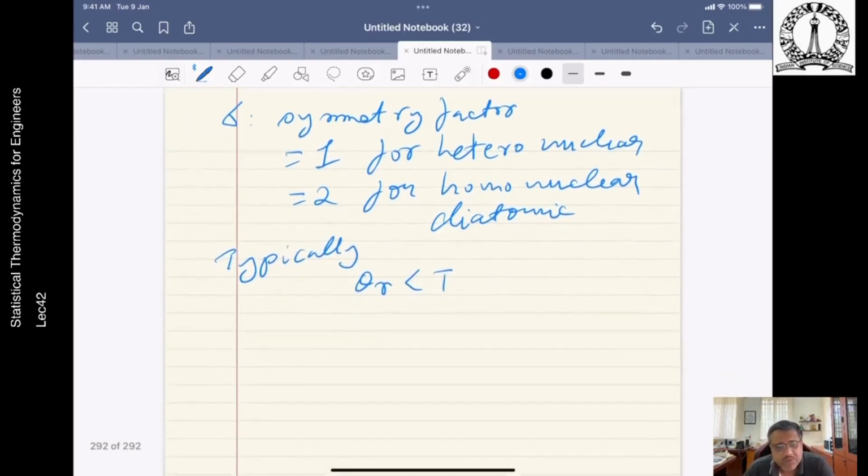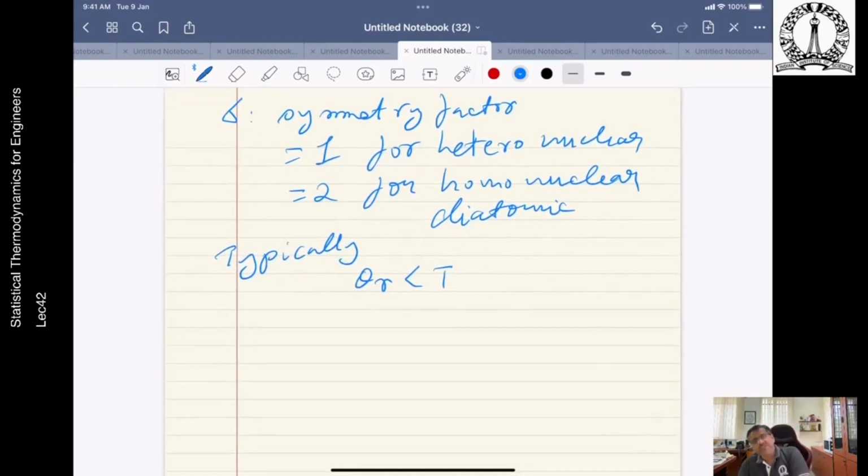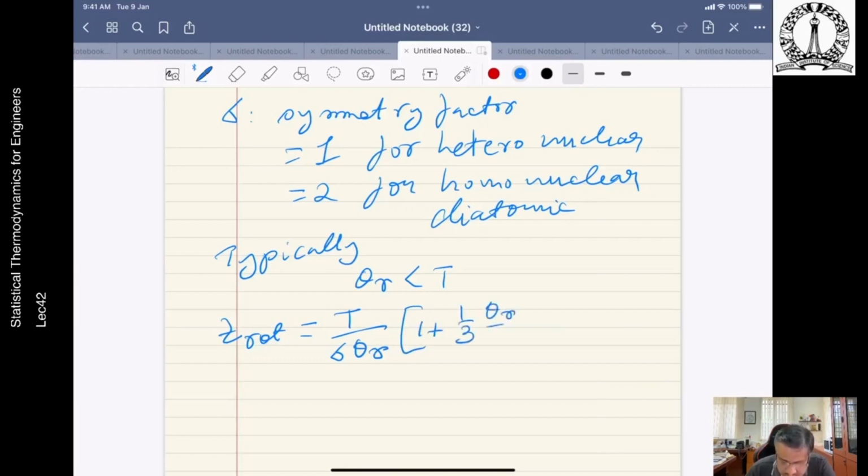So if you do an expansion of the rotational partition function, you get Z rotation equal to T by sigma theta R, times 1 plus 1/3 theta R by T plus 1/15 theta R by T squared plus 4/315 theta R by T cubed.